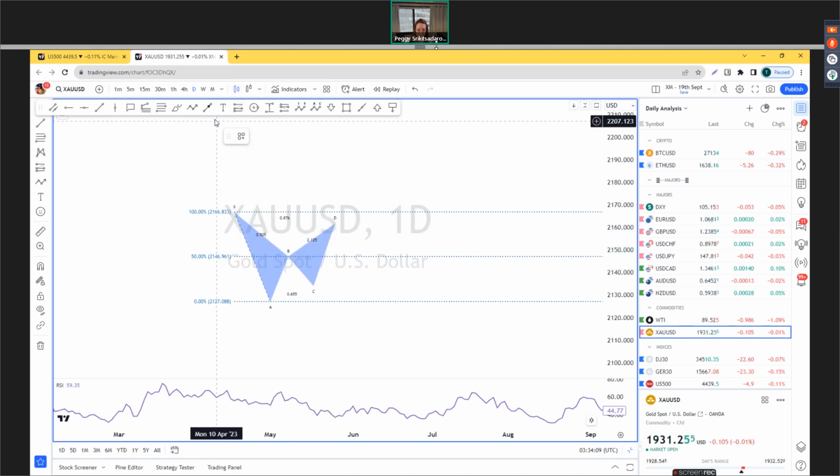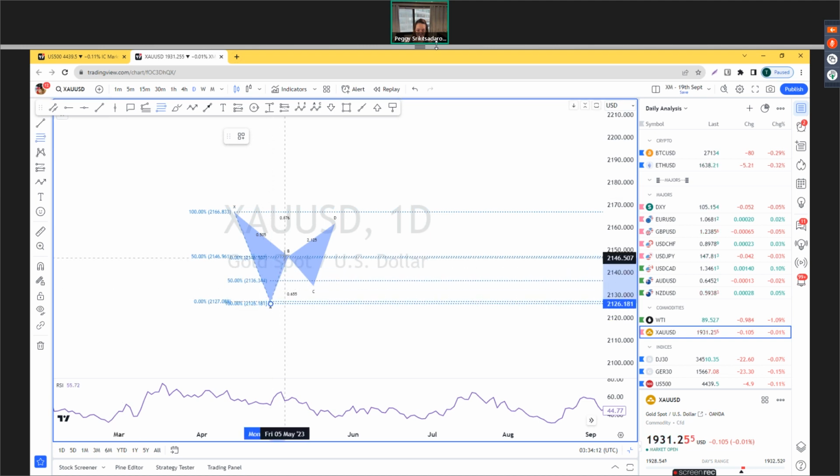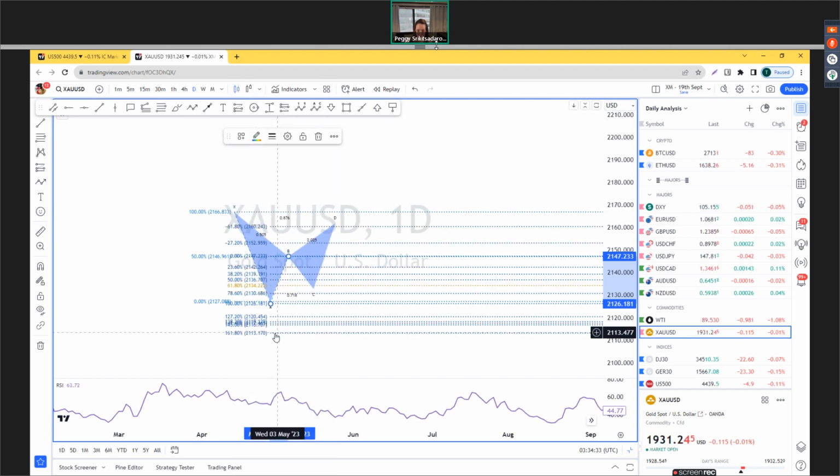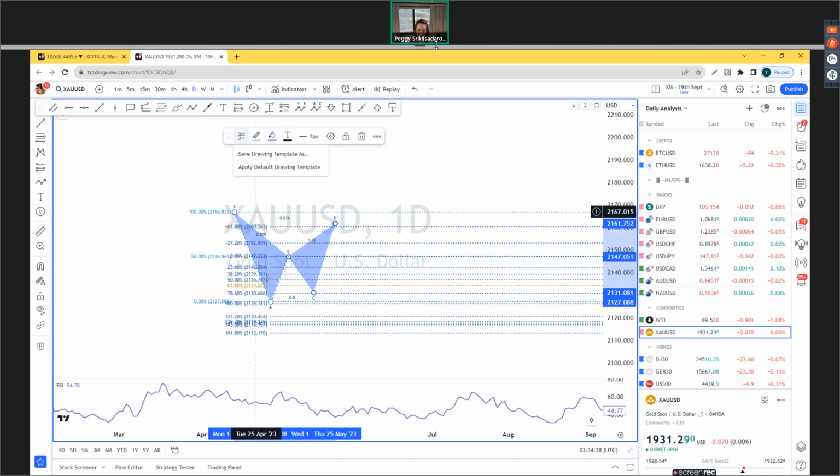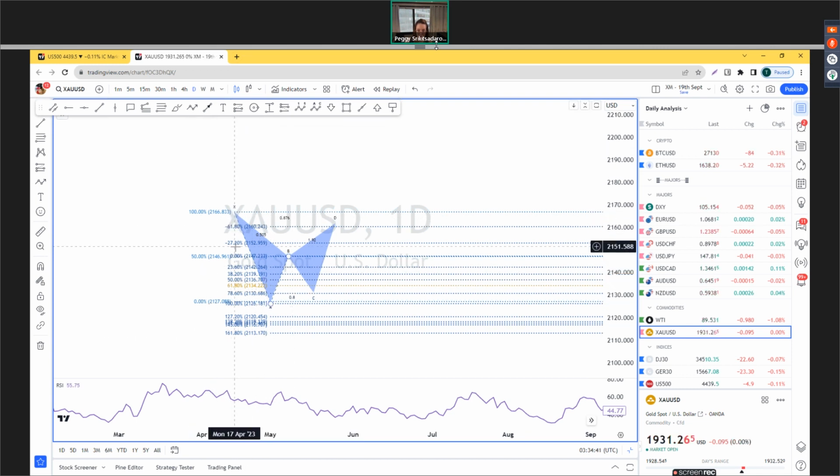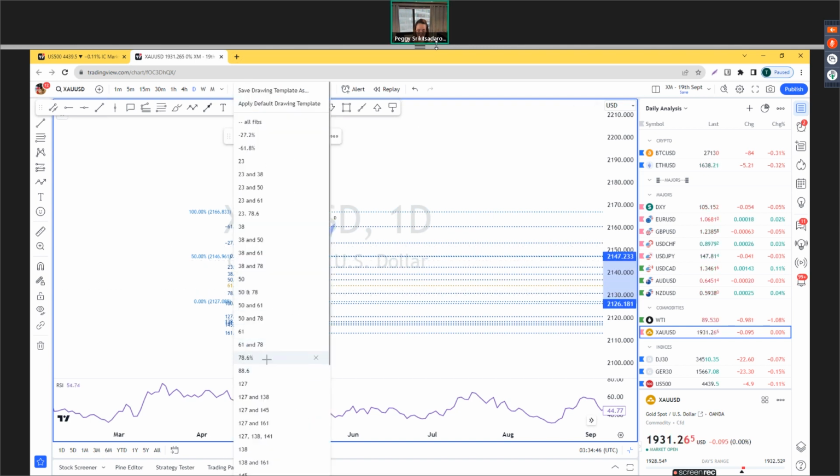And how to get the C point? Again, you draw Fibonacci from A to B. They say it has to retrace between 38.2% to 88.6%. So basically, it could retrace here, or 61.8, or 78.6%. That is okay as well. Like here, it could retrace up to here. So in this case, I just put at 78.6%. Then you get the C point, for example.